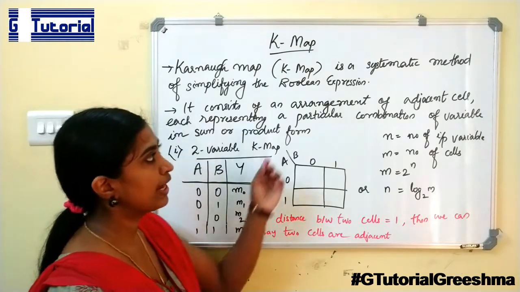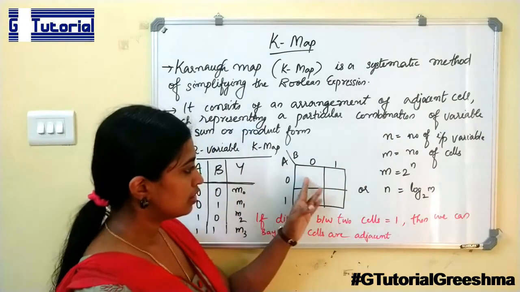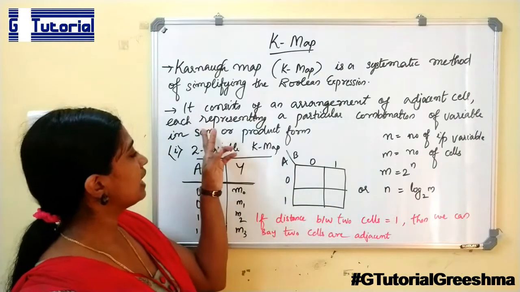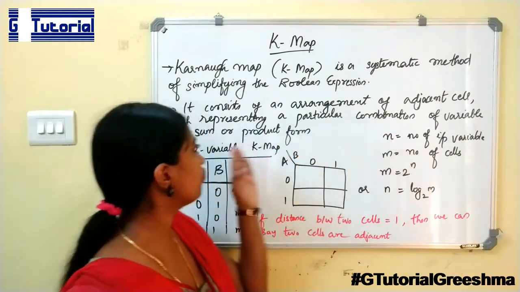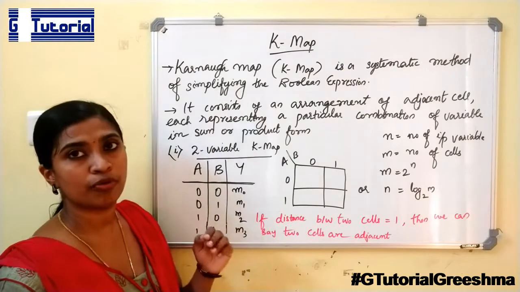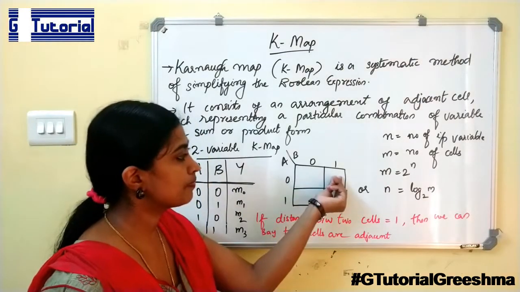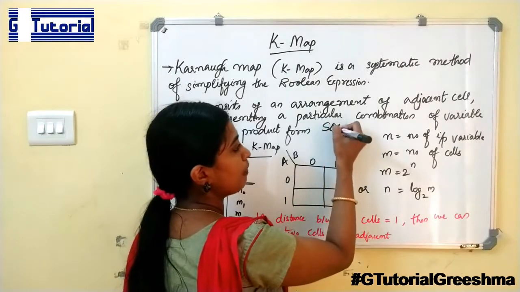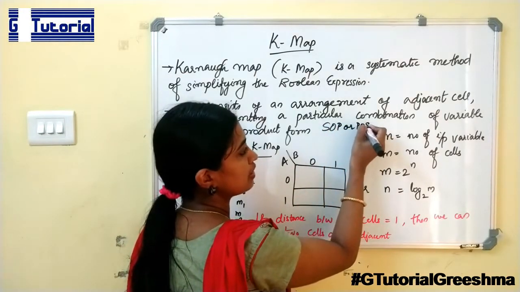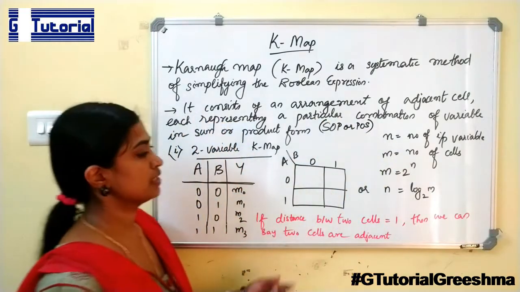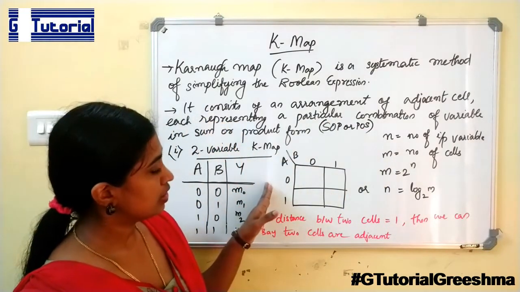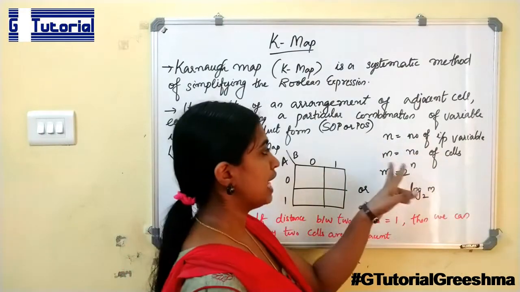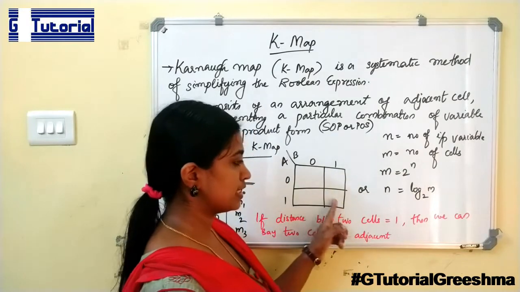It consists of an arrangement of adjacent cells. These are called cells. It's an arrangement of adjacent cells, each representing a particular combination of variables in sum or product form. In these cells, the variables are arranged either in SOP format or in POS format, or in terms of max terms or min terms. And we can see if there are n number of input variables and m is the number of cells.